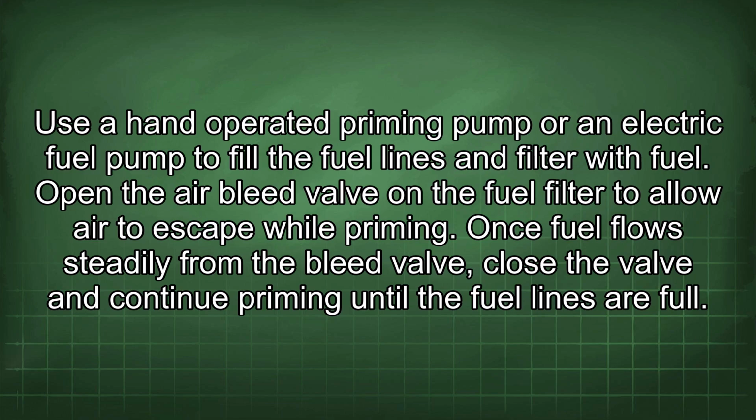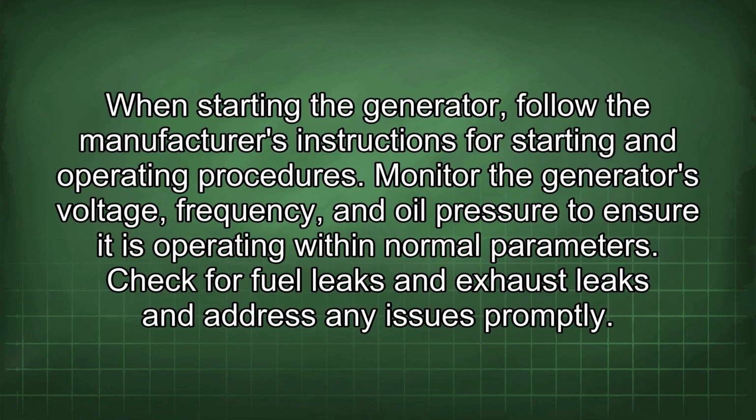Open the air bleed valve on the fuel filter to allow air to escape while priming. Once fuel flows steadily from the bleed valve, close the valve and continue priming until the fuel lines are full. When starting the generator, follow the manufacturer's instructions for starting and operating procedures. Monitor the generator's voltage, frequency, and oil pressure to ensure it is operating within normal parameters.